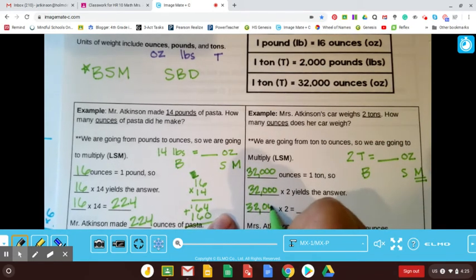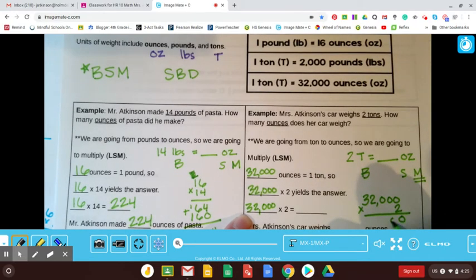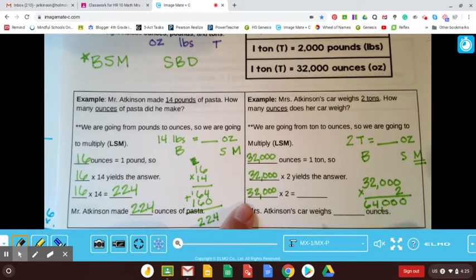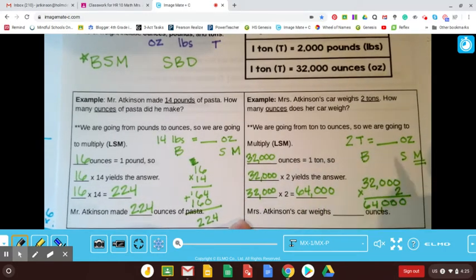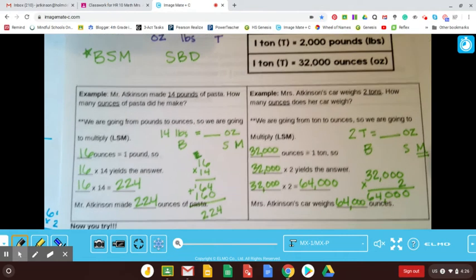What is 32,000 times 2? So on the side, we're going to do it. 32,000 times 2. 0, 0, 0. 2 times 2 is 4. 2 times 3 is 6. And you might have been able to do that mental math as well. So our answer is 64,000 ounces. Mrs. Atkinson's car weighs 64,000 ounces.